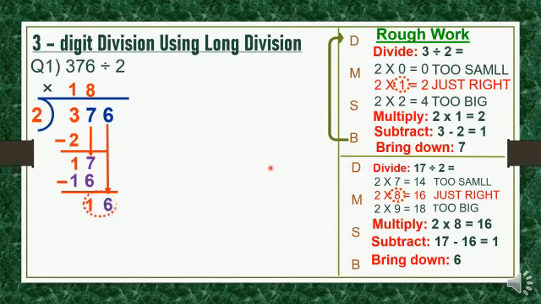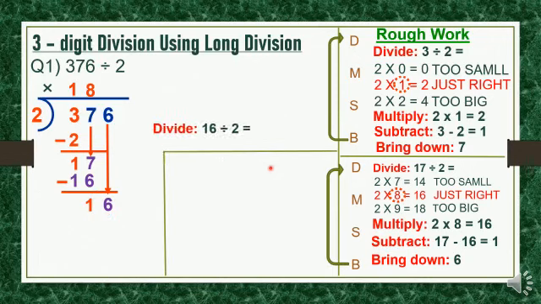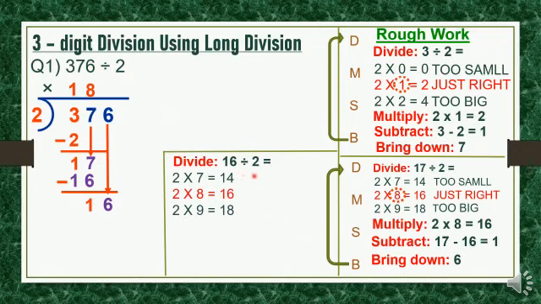So we got the new number as 16. Now this 16 is to be divided. That means we have to repeat the steps all over again. So 16 is to be divided by 2. So again we will write the table of 2. 2 sevens are 14, 2 eights are 16, 2 nines are 18. 2 nines are 18 is too big, 2 sevens are 14 is too small. Just right number is 2 eights are 16. We got exactly the same number.